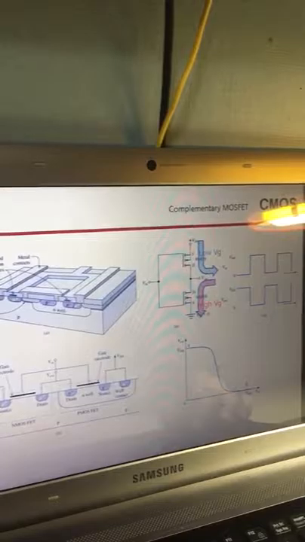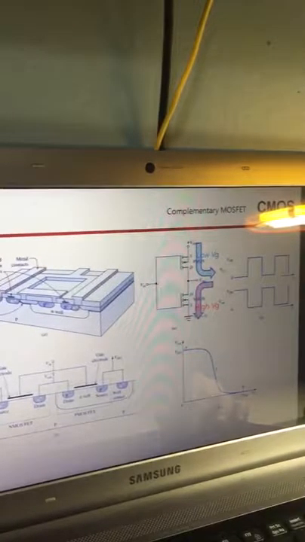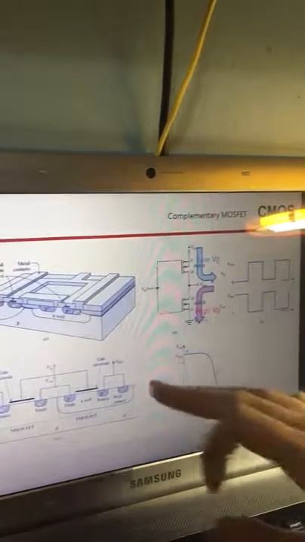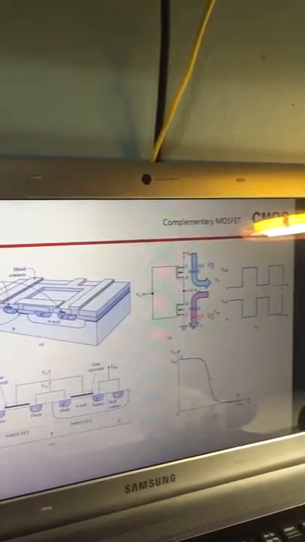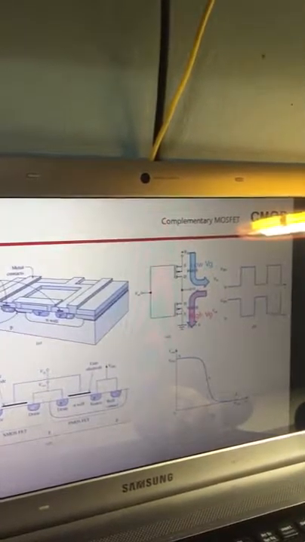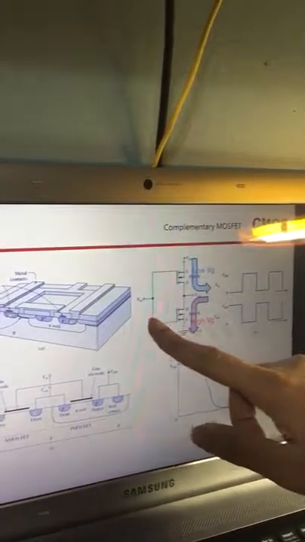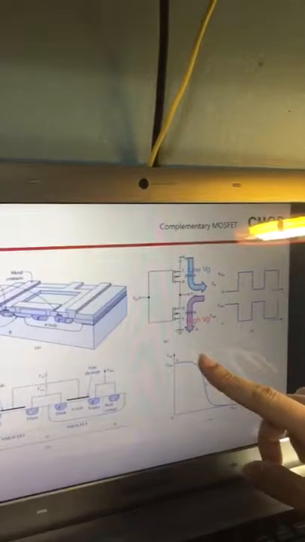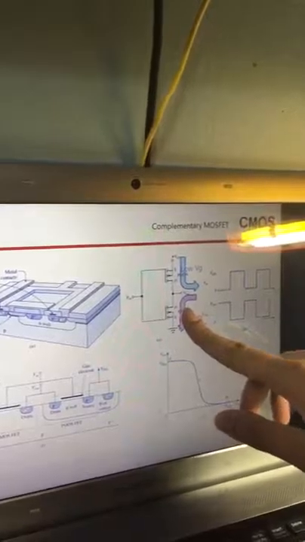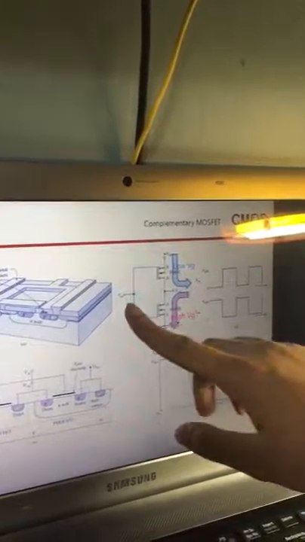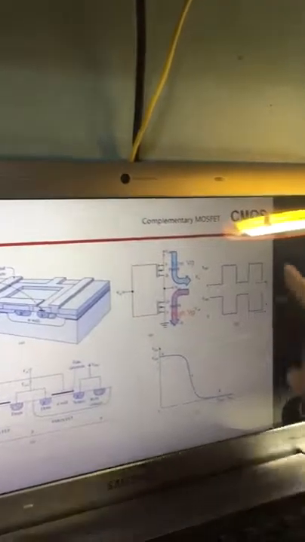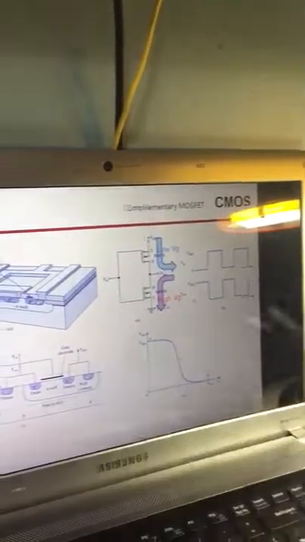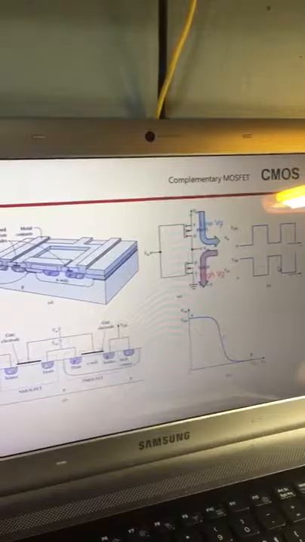Second, I'm gonna talk about CMOS. CMOS consists of PMOS and NMOS. It operates like an inverter. If we give zero input, the output will be high, but if we give one input, the output will be low, and the result is here in the graph.